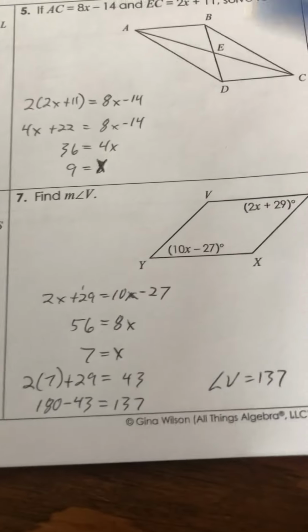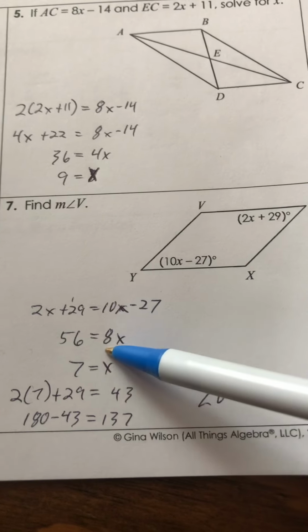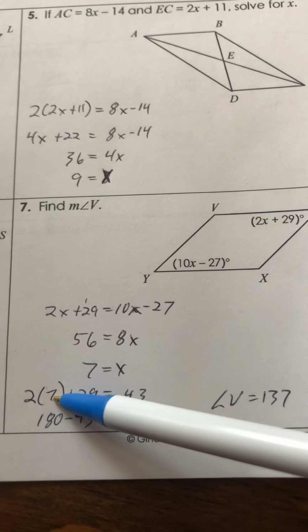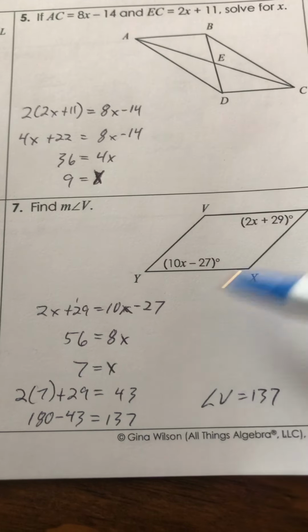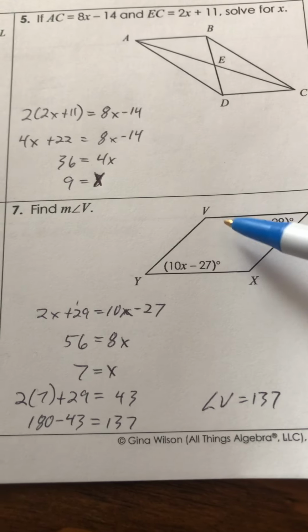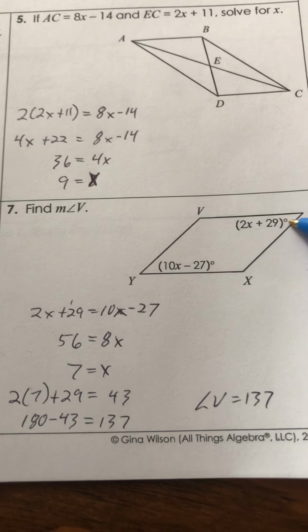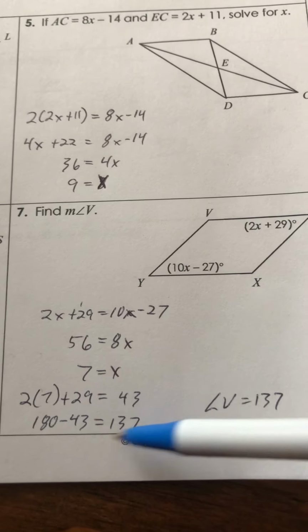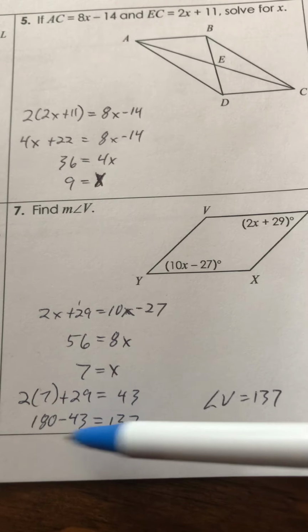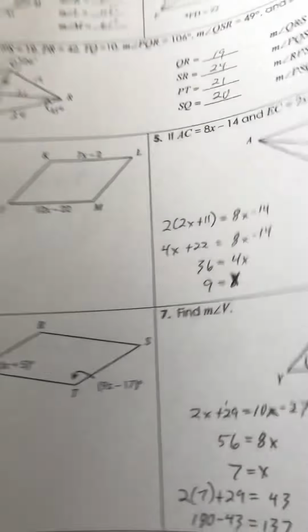For number 7, these two angles are going to equal, so I'm going to solve for X. When I solve for X, I'm going to plug it back in. I used this one, seemed to be the easiest one, and I got 43 for this angle. Now, V is going to be 180 minus that 43, okay? Because remember, corresponding angles are going to be supplementary. So if I subtract 43 from 180, I get 137. So that's how angle V is 137.